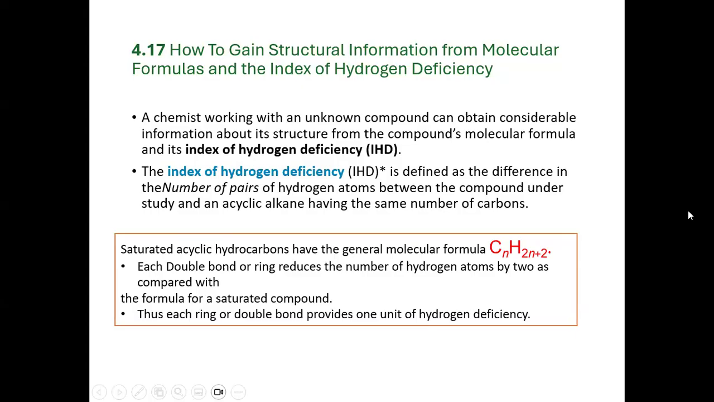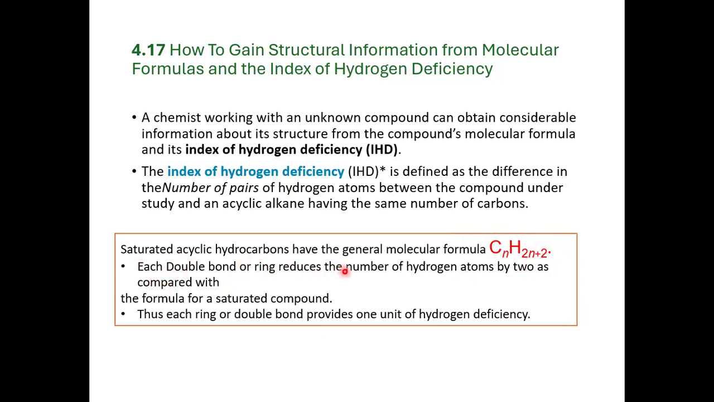Okay? So for example, if you have two carbons, carbon 2, you have your formula C2H6. So you have 2 times n, where n is 2. 2 times 2 is 4, plus 2 is 6. So you have C2H6. That would be your general formula. Okay, so when we calculate the index of hydrogen deficiency, we have to know the difference in the number of pairs of hydrogen with respect to the acyclic alkane. So what is the rule?